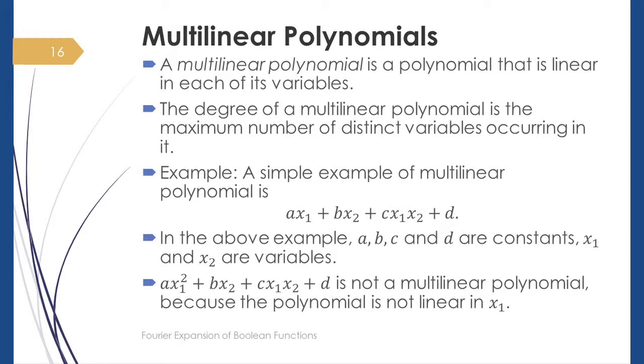As a counterpoint, let us look at the polynomial at the bottom of the slide, ax1 square plus bx2 plus cx1 x2 plus d. This is not multilinear for the obvious reason that x1 in the first term of the polynomial is raised to the power 2. Okay? So, a, b, c, d, using standard convention, are the constants that multiply the variables x1 and x2.